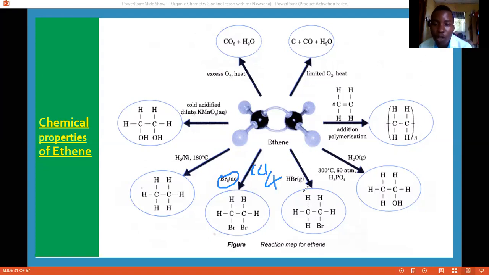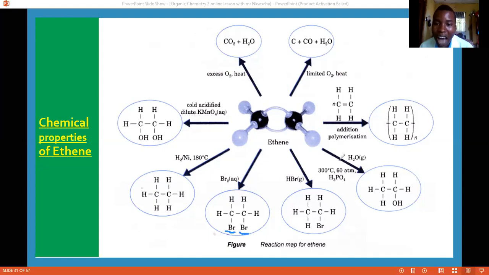Then we have hydrogen bromide. That's another addition reaction. So let me give the name of this compound here. Here we have only one bromine, so that means it's on the first carbon, so that becomes bromoethane. But here bromine is on the first and also on the second carbon, so that becomes 1,2-dibromoethane.